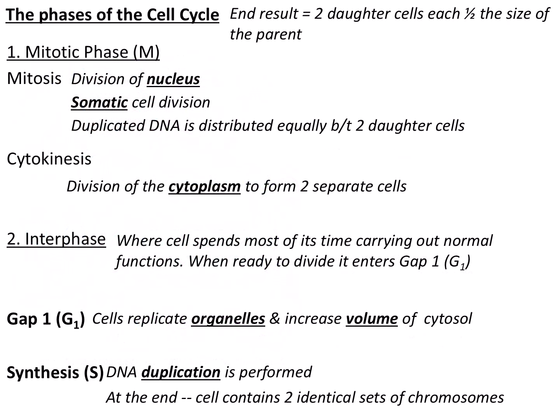Let's talk about the phases of the cell cycle. The whole idea of this is to produce two daughter cells, each about half the size of the parent and genetically identical. The cell cycle is divided into two phases. The mitotic phase is known as the M phase and interphase. The M phase is further divided into mitosis and cytokinesis. Mitosis refers to the division of the nucleus. This occurs as the cell splits its duplicated chromosomes into two cells.